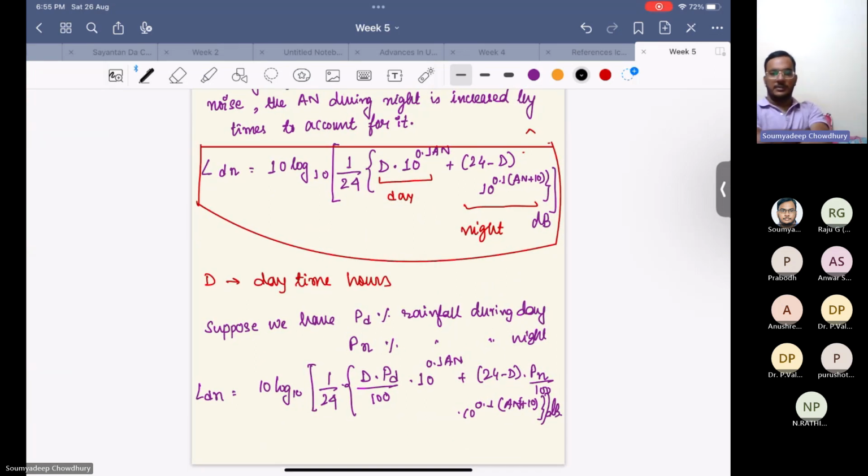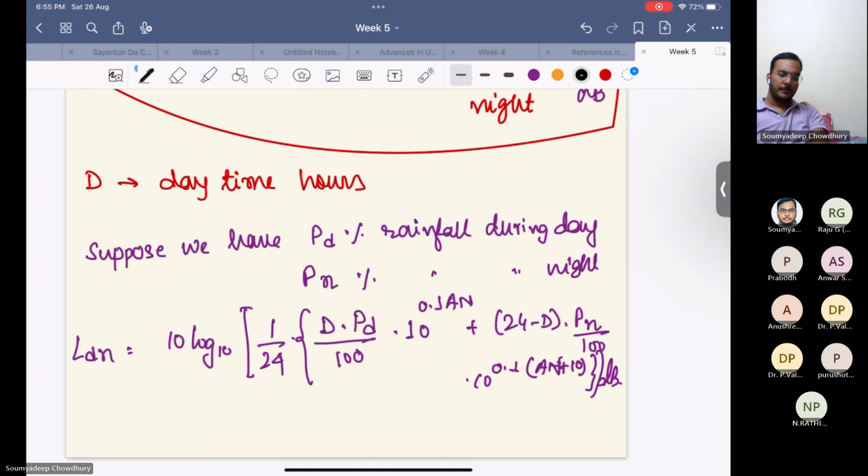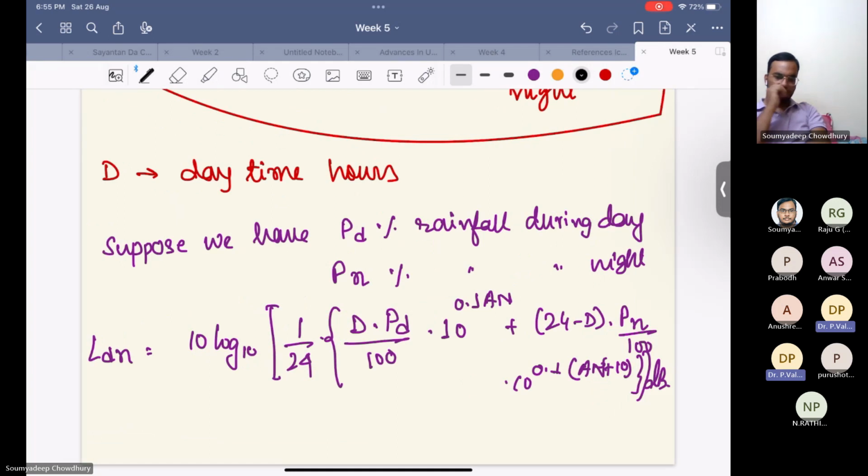These are the two equations. If you consider the rainfall also, it is the last equation. So this is 24 minus D into PD, into 10 power 0.1. Is it not divided by anything? No, Pn by 100 is there. Only Pn by 100. Okay.